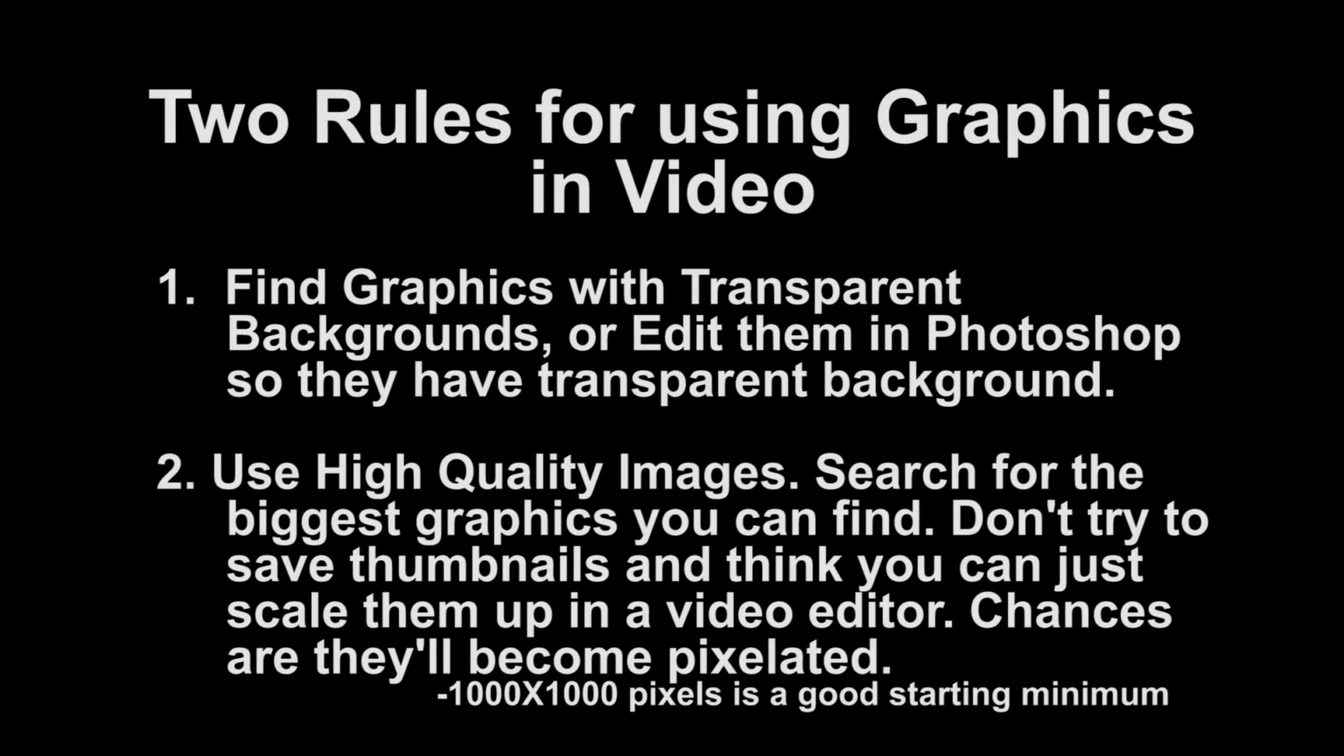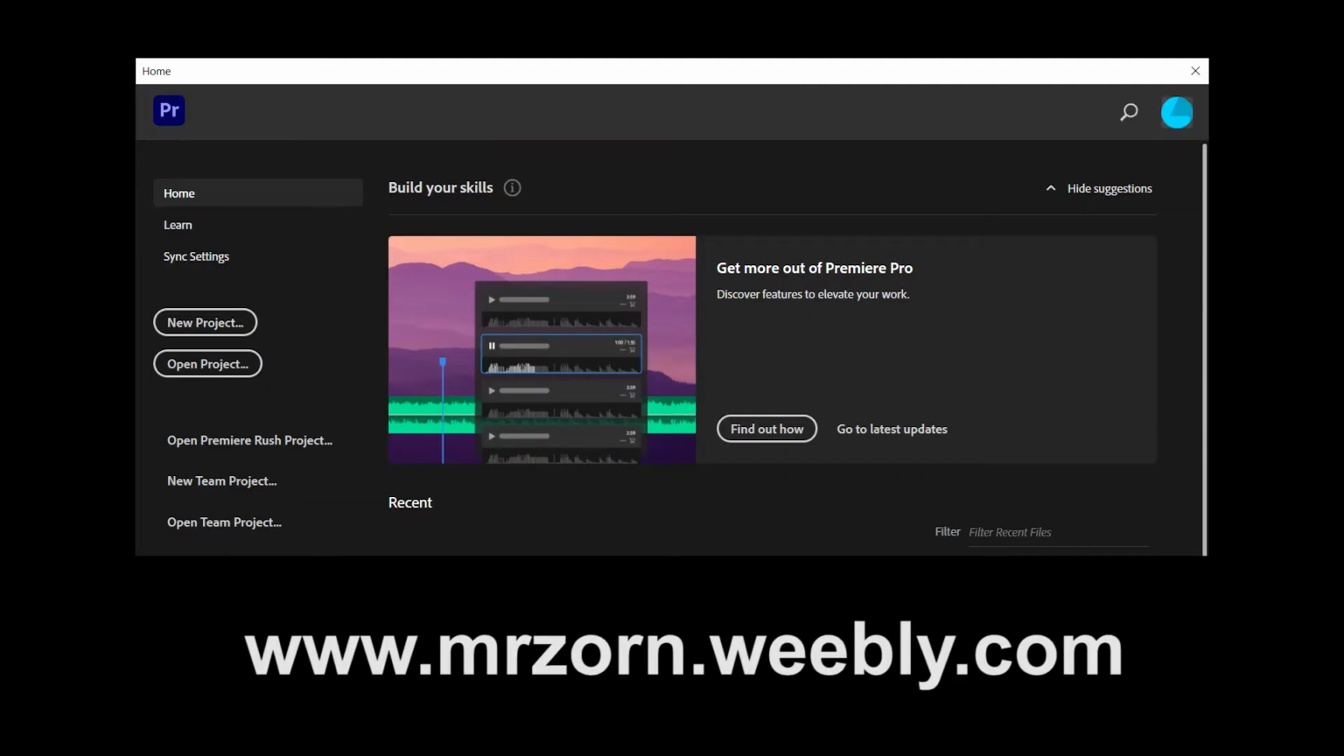Once you have all that ready to go and you have everything in a single folder on your computer, you can begin the post-production stage. So what we want to do is start up Adobe Premiere, or another editor if that's what you're using, at the start screen. And note that I am going step by step here on the written tutorial that you can find at my website at mrzorn.weebly.com. So start Adobe Premiere.